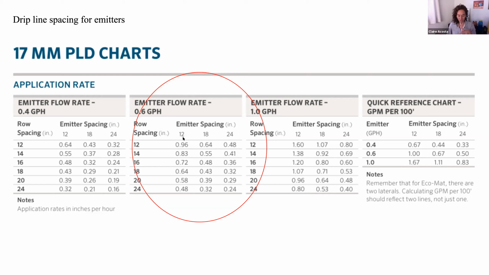And here, what you want to get from this essentially is the emitter spacing on the tube. Say we have one that's 12 inches, there's a hole every 12 inches, and then you put your tubes every 12 inches apart.